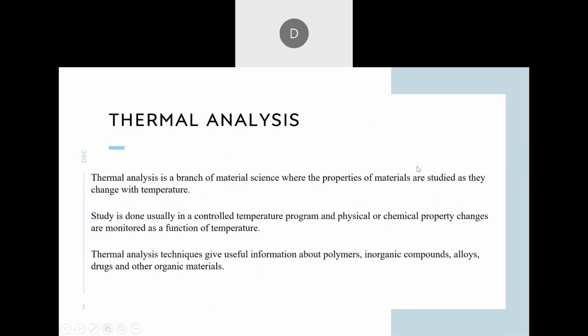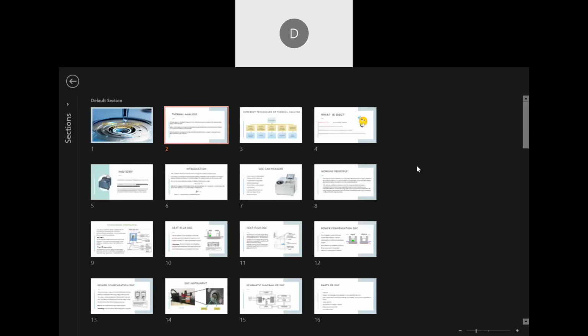Thermal analysis is a branch of material science where the properties of materials are studied with change in temperature. This is usually done in a controlled temperature program where physical and chemical property changes are monitored as a function of temperature. This thermal analysis technique is also used in polymers, inorganic compounds, alloys, drugs, and other organic materials.